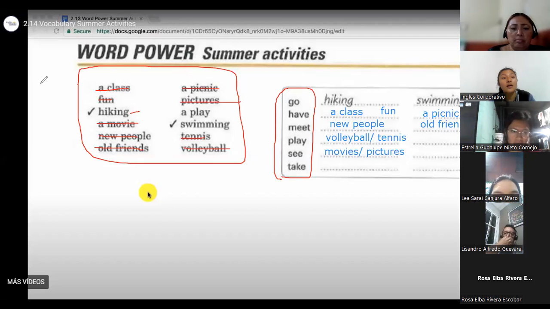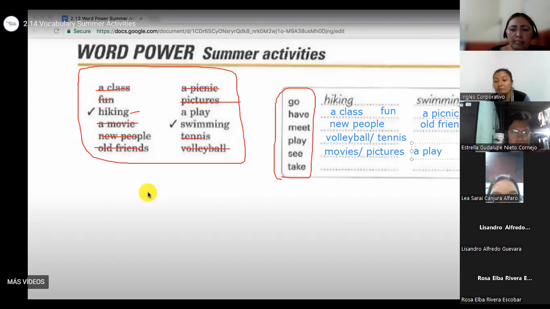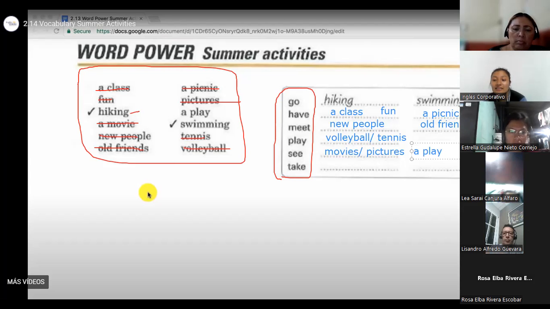See a play. A play, exactly. We were missing that. We can see a play. Okay? What is a play? Un juego, right? También lo podemos decir de otra manera. Match. Un partido. Okay? I can see a match. For example, Alianza versus FAS, right? That is a match. Okay?